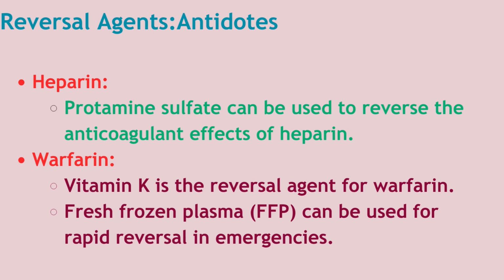Then, what are the reversal agents, or antidotes? For heparin, protamine sulfate can be used to reverse the anticoagulant effect. For example, if the patient is on heparin therapy and starts bleeding, or maybe the patient falls or has a head injury and the bleeding is too much, then we can give protamine sulfate to control the bleeding and reverse the effect of the heparin. In the case of warfarin, vitamin K is the antidote, and we can also give fresh frozen plasma. This can be used for rapid reversal in an emergency.